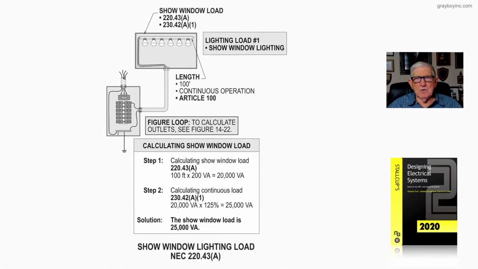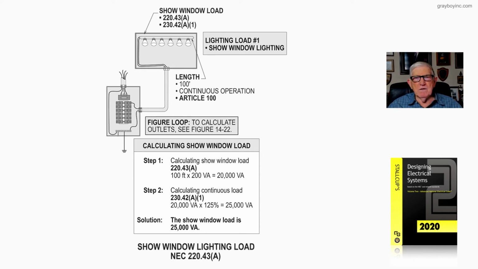Now let's look at this figure 23-4 that deals with the show window lighting load that's outlined in NEC 220.43(A). Now notice in the show window callout, to get our values and percentages, we look at 220.43(A) and 230.42(A)(1). So one, to determine how to calculate the show window load to be used with a service, 230.42(A)(1). And this is lighting load still number 1, but we're looking at the show window in that lighting load number 1. We just looked at the general purpose.